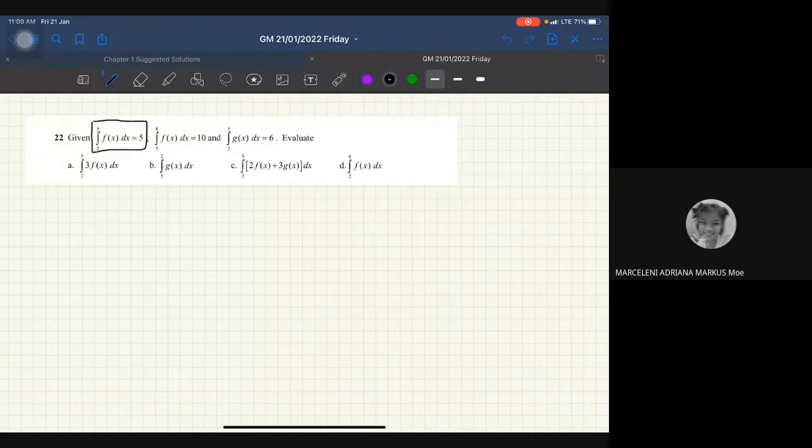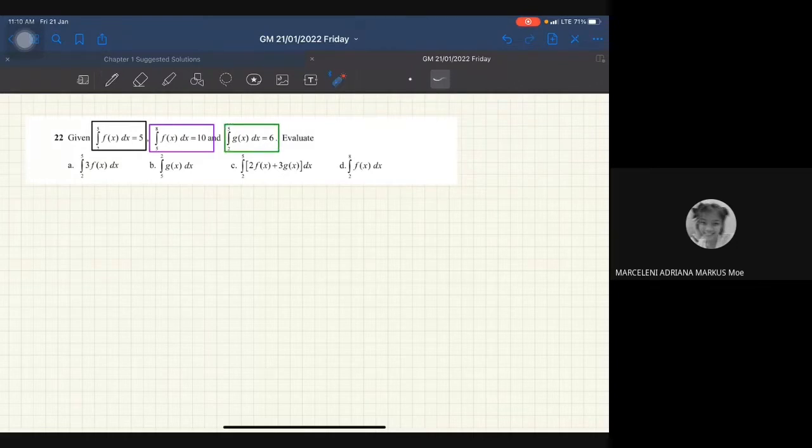So awak ada definite integral of fx dx from 2 until 5, awak dapat 5. Okay, so itu adalah first information yang awak ada. And then second one, from 5 to 8 of fx, awak akan dapat 10. Okay, and then from 2 to 5 gx dx, awak dapat 6.